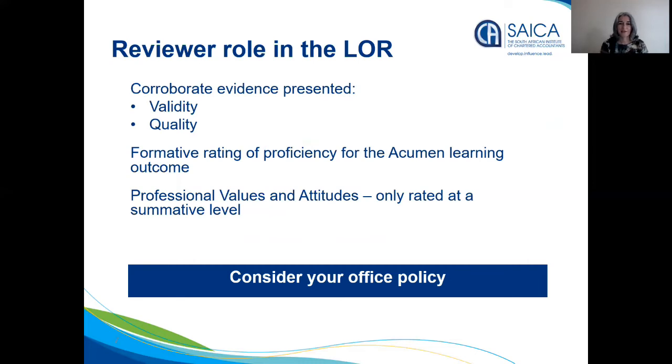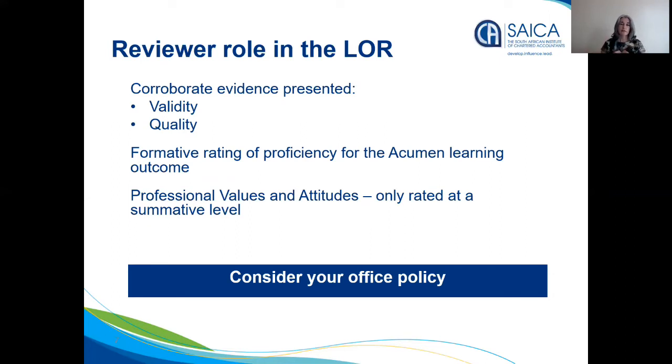So let's come back to the reviewer role in the learning outcome review. The reviewer's role is to corroborate evidence presented by the trainee. The first thing that they're looking for is, is this valid? Did the trainee actually do this? Is this technical context what actually played out in this job, or in this task, or in this activity, or in the scenario that the trainee presents? And is the evidence provided of sufficient quality that it can be used for assessment purposes? In other words, that when I apply the decision tree, I'm able to actually give the trainee a rating.